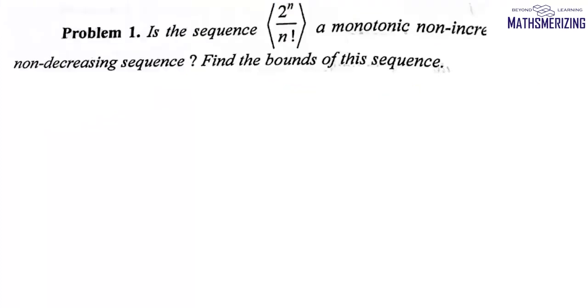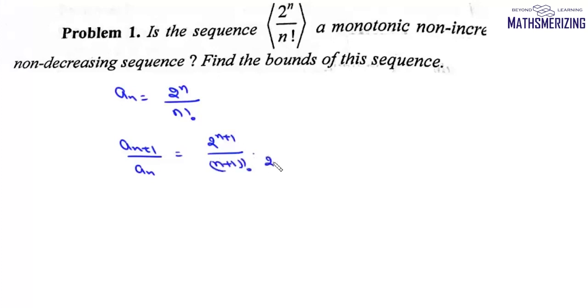Now let us take another question. It says, is the sequence 2 to the power n upon factorial n a monotonic non-increasing or non-decreasing sequence? And find the bounds of this sequence. Now for this question, a_n is given by 2^n upon n factorial. Now we write a_{n+1} upon a_n. Now a_{n+1} will be 2^(n+1) upon factorial (n+1), and then divide by a_n, which is 2^n upon factorial n.